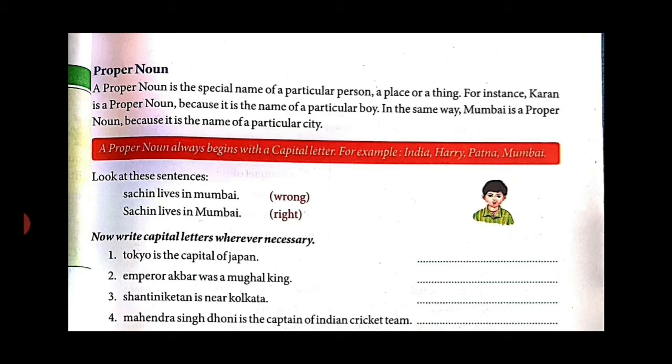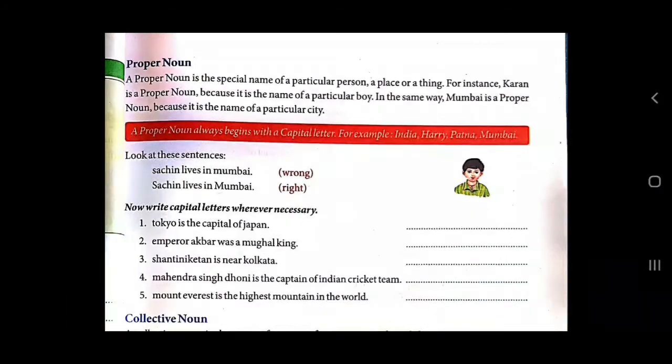See another example in the next sentence they have given. In the same way, Mumbai is a proper noun because it is the name of a particular city. If I simply say city or cities, then it would fall under common noun. But here I am talking about a particular city, Mumbai. So that falls under proper noun. In the orange box, children, they have given you an important instruction, that a proper noun always begins with a capital letter. For example, India, Harry, Patna, Mumbai.